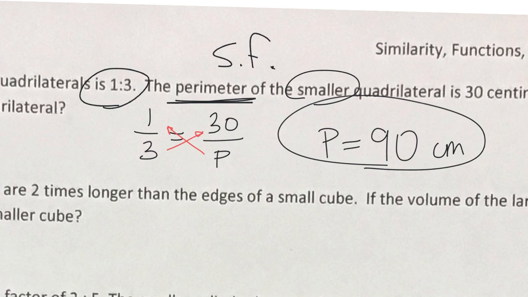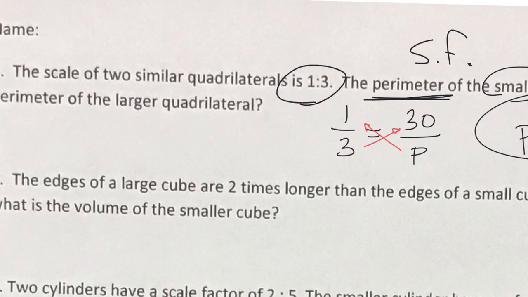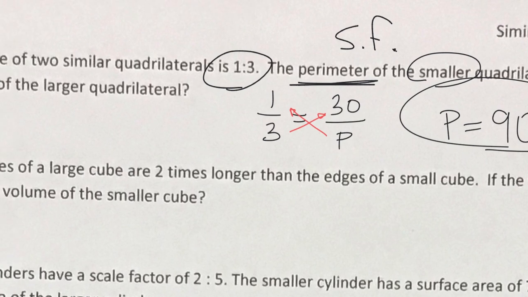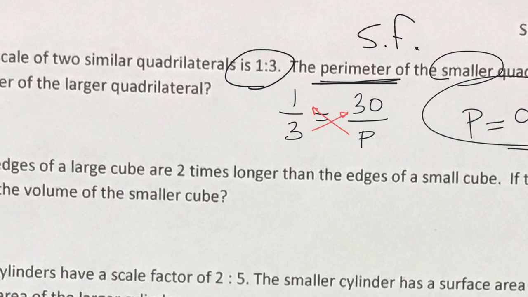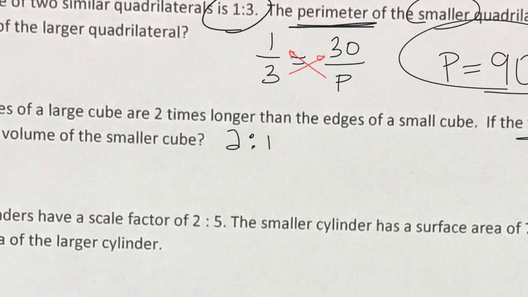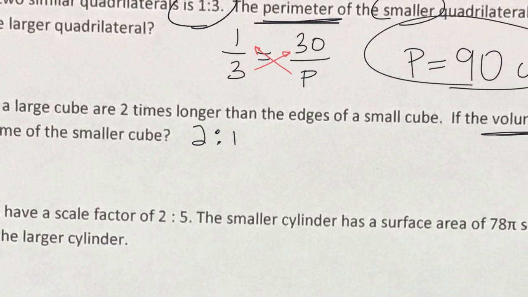Okay, number two says that the edges of a large cube are 2 times longer than the edges of a small cube. So what is the scale factor? 2 to 1, right? So now we're doing large to small. The large one is twice as long as the first. That is the scale factor. It's talking about the edges. If the volume of the larger cube is 30, what's the volume of the smaller cube?